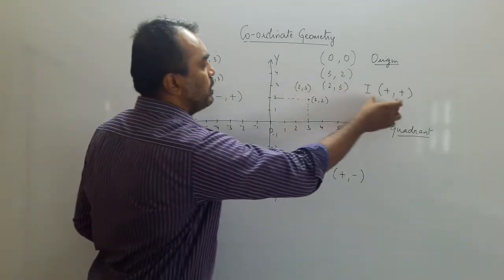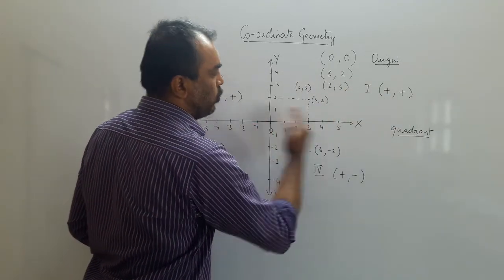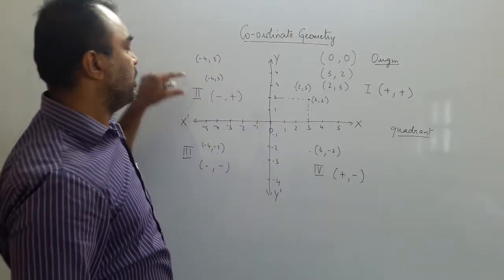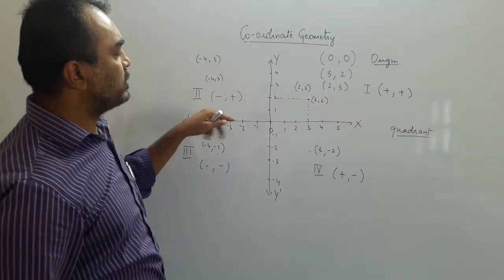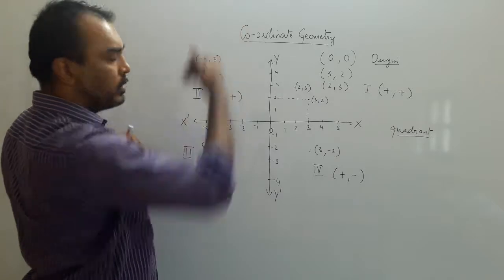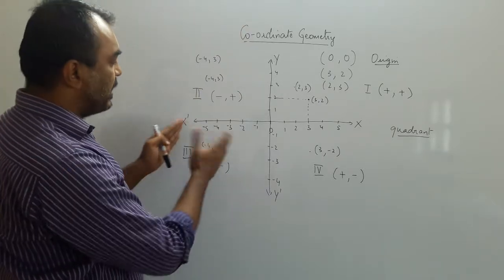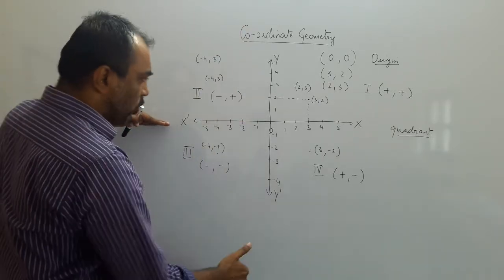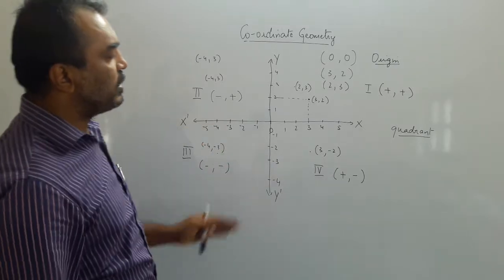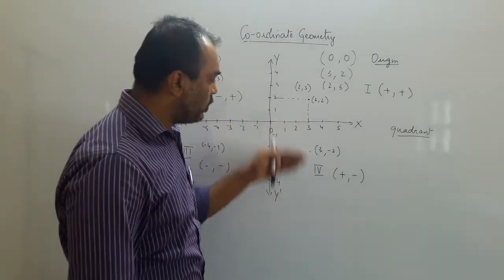In the first quadrant, both the coordinates are positive, going to the right, going to the top. In the second quadrant, it is negative, positive, going to the left, going to the top. In the third quadrant, it is negative, negative, going to the left, going to the bottom. In fourth quadrant, it is positive, negative, going to the right, going to the bottom.